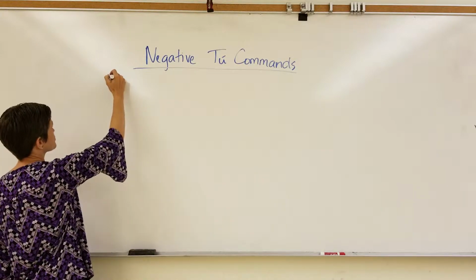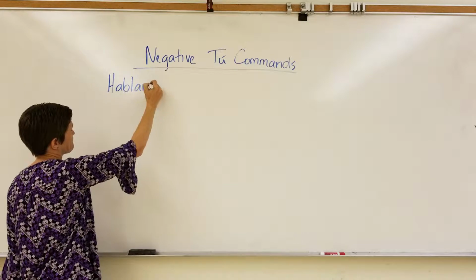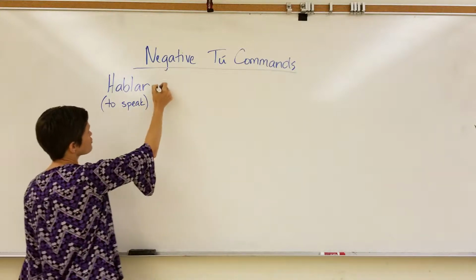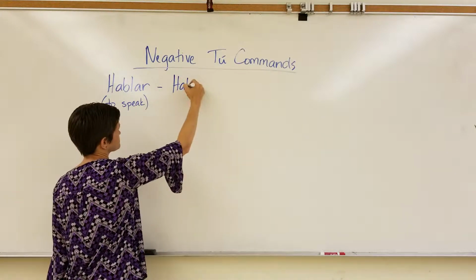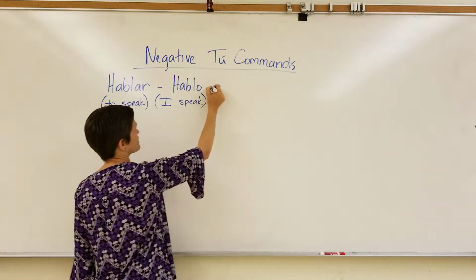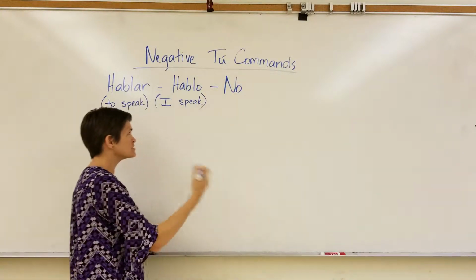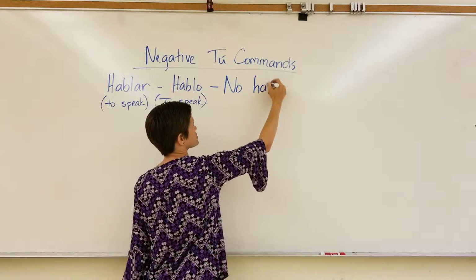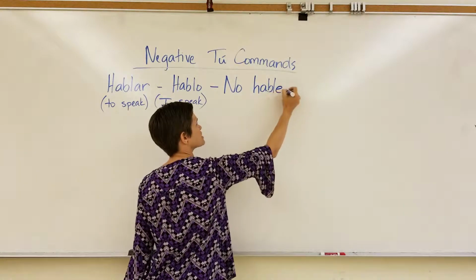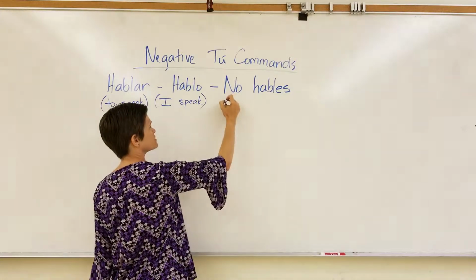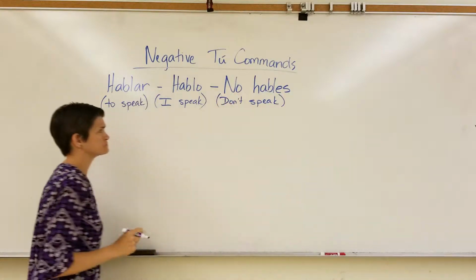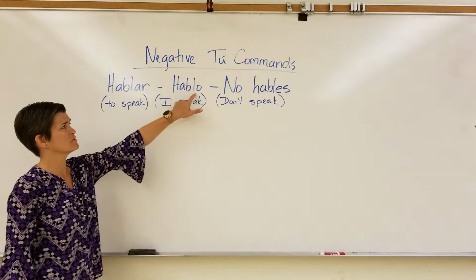So if we have the verb hablar, which means to speak, the yo form of that is hablo, which means I speak. And then the negative command, we're going to put no because we're telling them not to do it. And we're going to make a switch. Instead of it being an AR ending, we're going to give it an ER ending. And because I'm talking to you, it'll be in the tú form. So this says, don't speak. No hables.